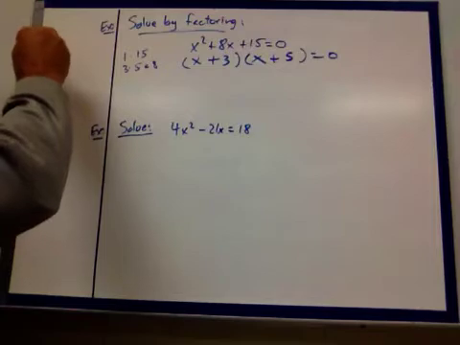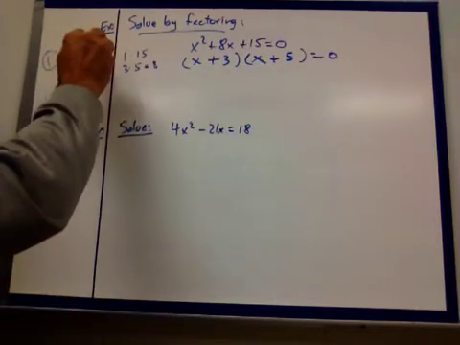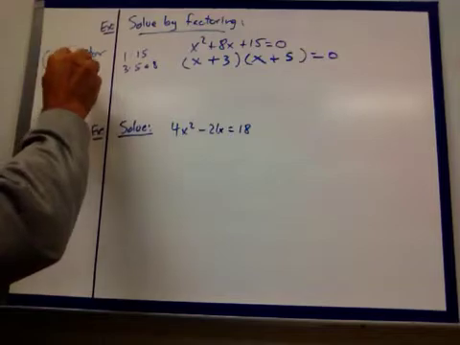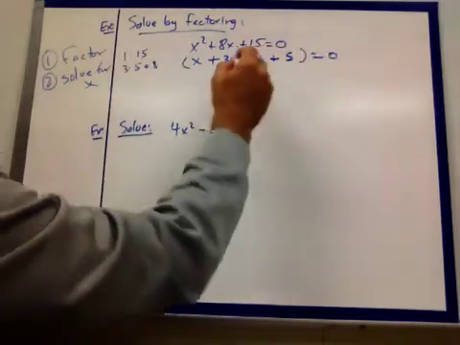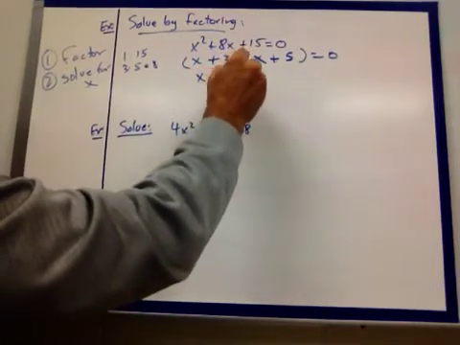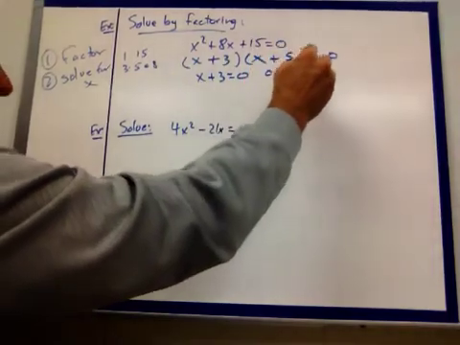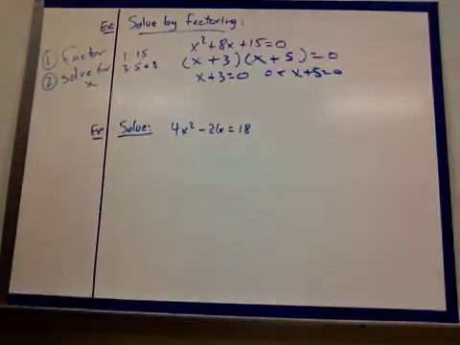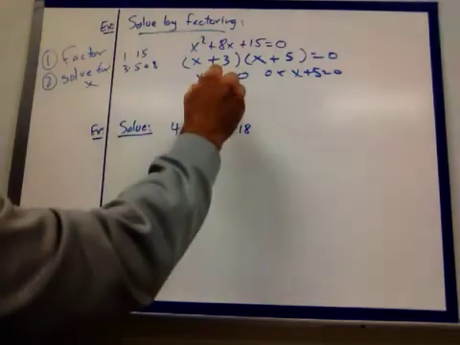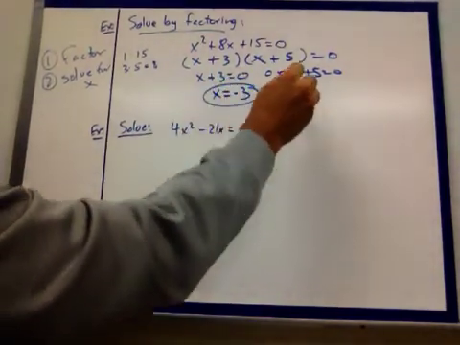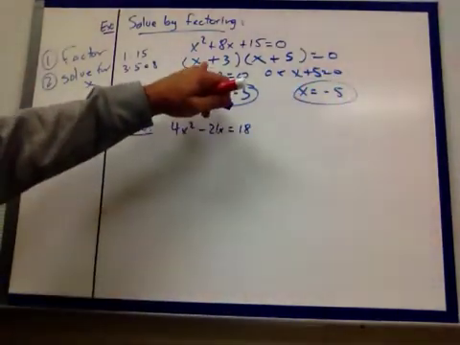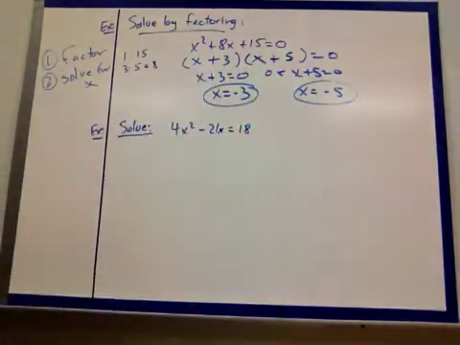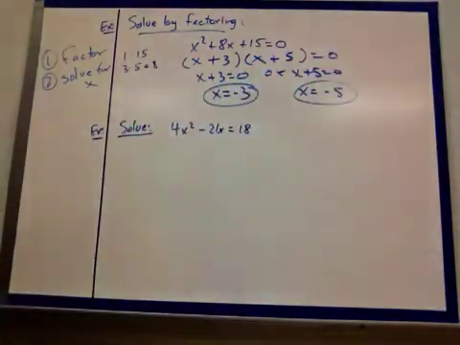So 1, factor. And then 2, solve for x. So if this times this is 0, then the zero product property says that either x plus 3 is going to equal 0 or x plus 5 is going to equal 0. Now solve for x. Subtract the 3 over, x is negative 3, or subtract the 5 over, x is negative 5. If x is negative 3, this is 0. If x is negative 5, this is 0. So anything times 0 gives you 0 for your answer. So those are my solutions right there for x.